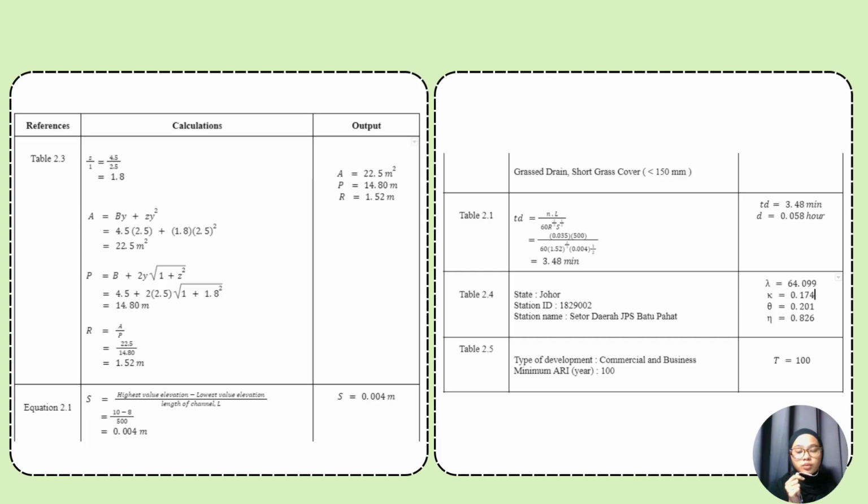Then we move to time of concentration. We have to calculate TD, which is the travel time in drain flow. Our TD is 3.48 minutes. We have to change minutes to hours, so TD is 0.058 hour.